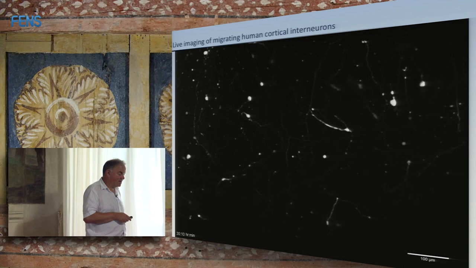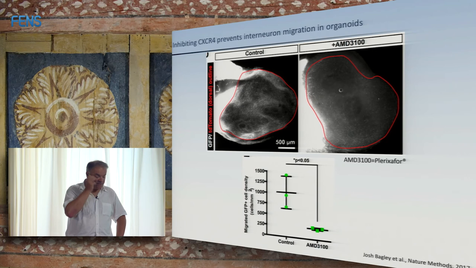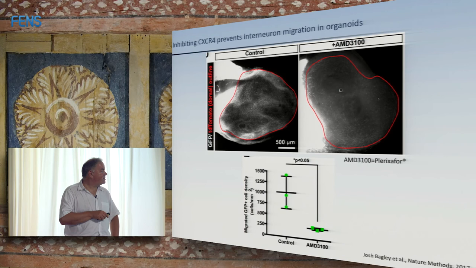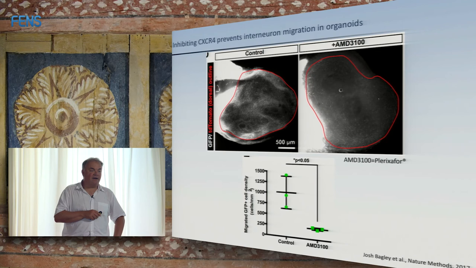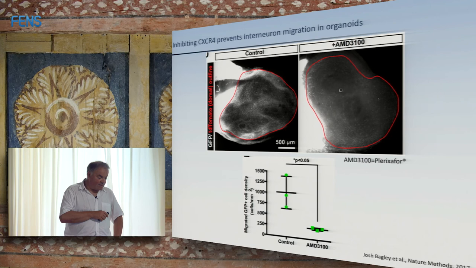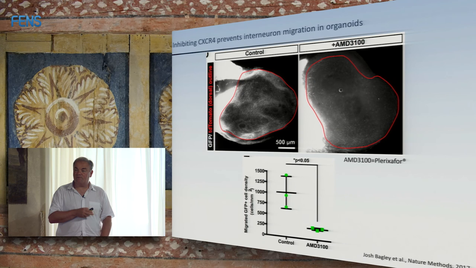So what does this allow us to do? This allows us to test certain compounds. We use the inhibitor of CXCR4, which is a receptor of a chemokine that has been implicated in interneuron migration. But if you knock it out in the mouse, it doesn't completely prevent interneuron migration. What's important is that this is actually a compound that's used as a drug, and so it has some clinical relevance. And what we find is that at least in the human system, this completely inhibits the migration of interneurons from the ventral into the dorsal part of the developing brain. So the results are slightly different from what the mouse knockout would actually suggest.